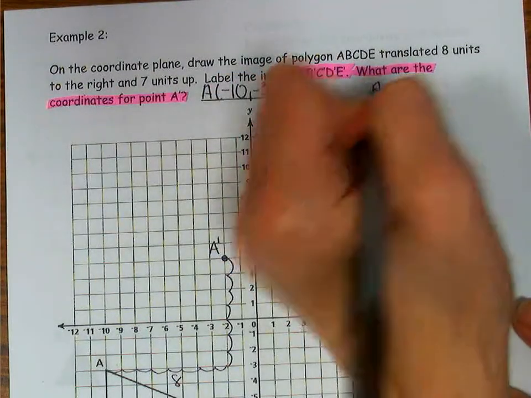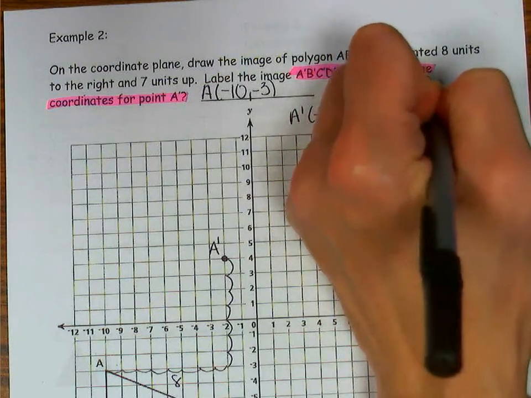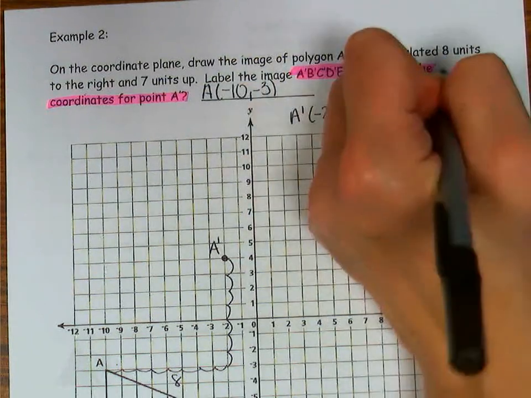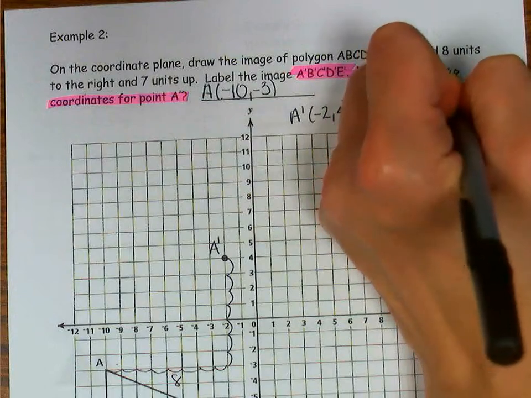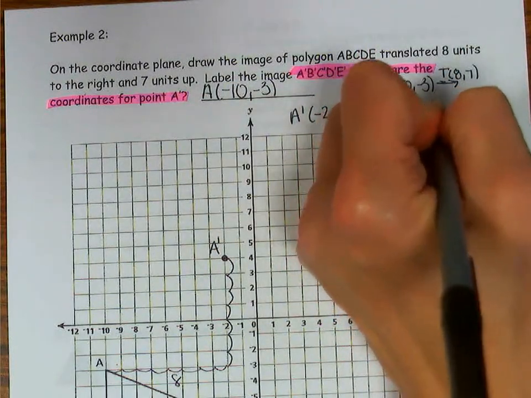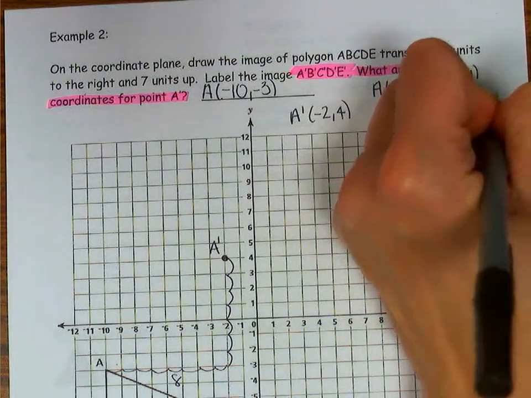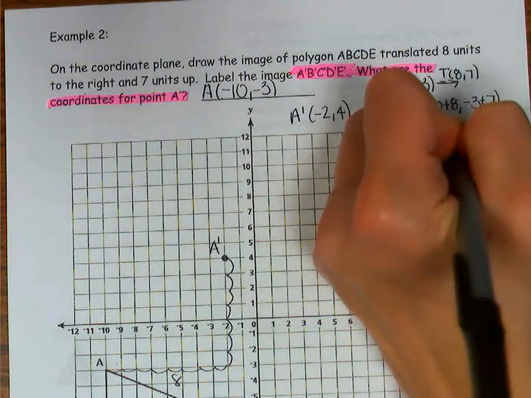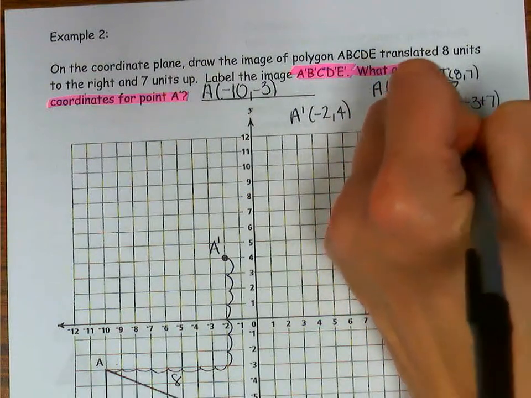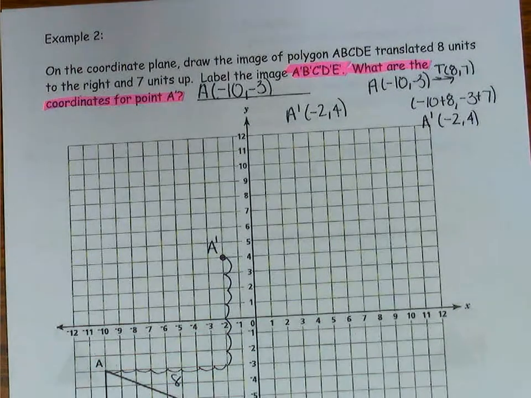Now we can go ahead and use our rule, our arrow notation. So A, negative 10, negative 3. And the rule that we're using is <8, 7>. So negative 10 plus 8, negative 3 plus 7. That gives me negative 2, positive 4. So indeed, that's exactly where I end up for my A prime.